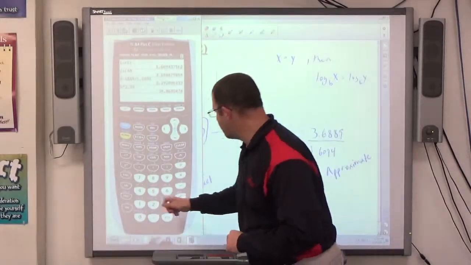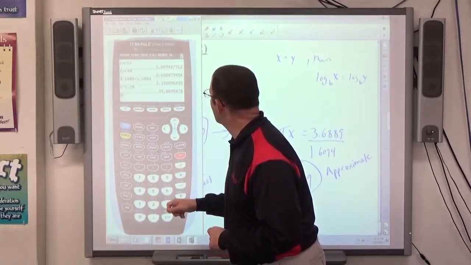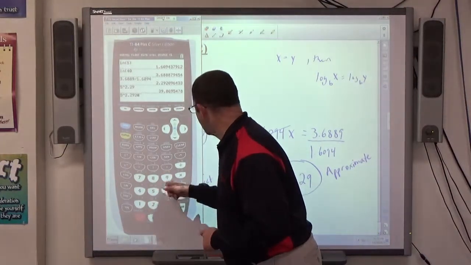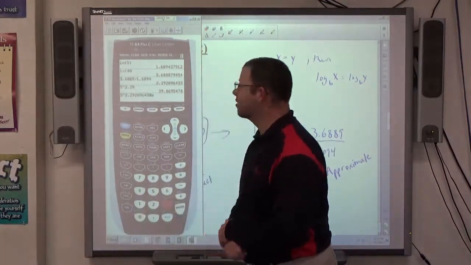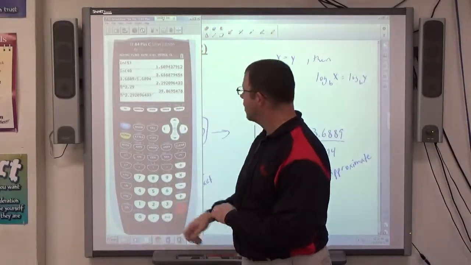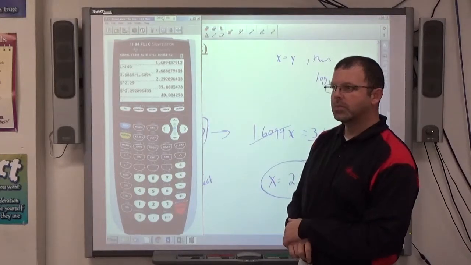If I'd gone 5 caret 2.29209643, that's going to be a lot closer to 40. Still not exactly, because these are both approximated, right? But 40.004, still really, really close.